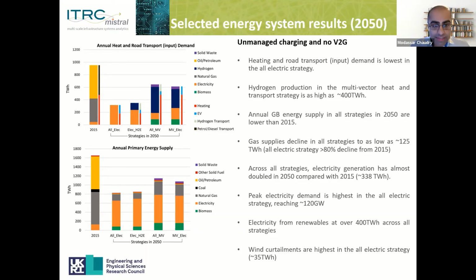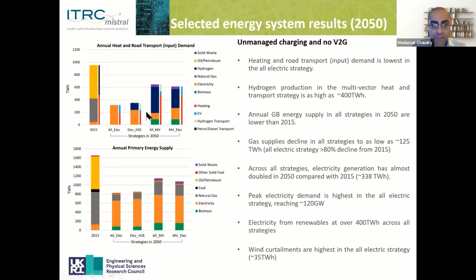So now on this slide, the diagrams illustrate the heat and road transport input demand at the top and primary energy supplies on the bottom for 2015 and for all the strategies in 2050. And this is considering unmanaged charging with no V2G services. What you can see straight away is that the input demand for heating and transport in 2050 across all strategies is far lower than in 2015. This is due to a number of reasons, such as efficiency improvements within homes and in transport.